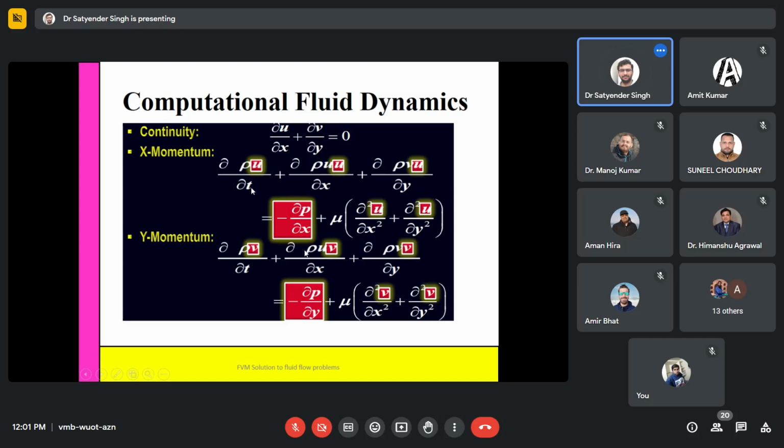So if I assign a location for u, then p must be represented separately and v must be represented separately, because in the solution of x momentum I also need the value of v in the term rho v del u by del y. So here we need v as a value to solve the whole equation for u velocity.